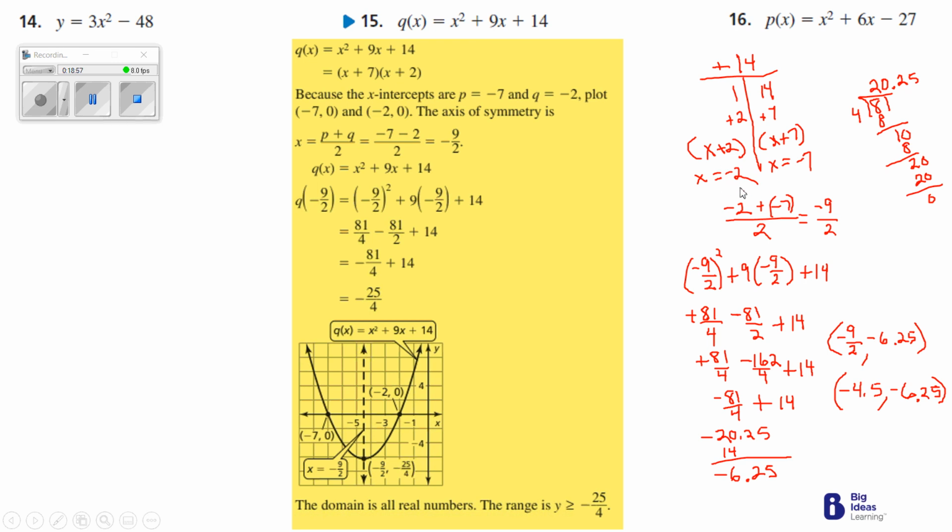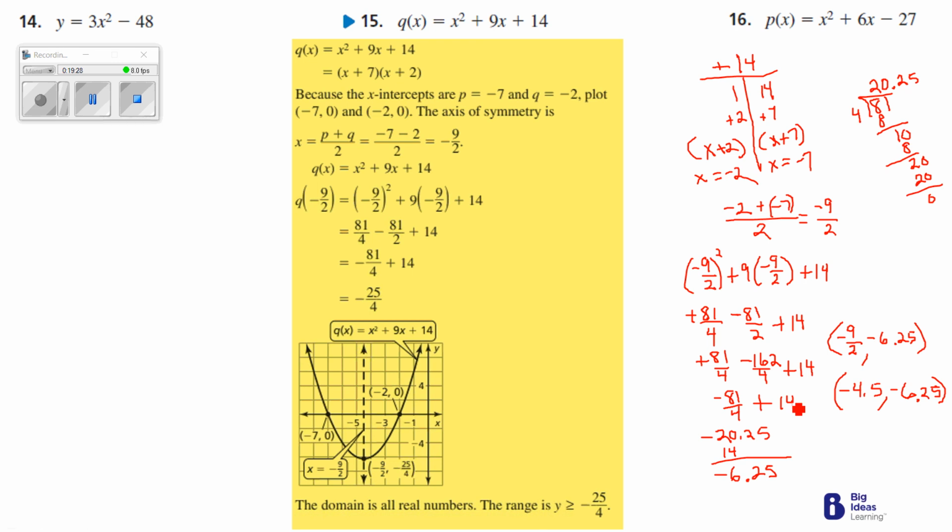Then that means the x-intercepts are negative 2 and negative 7. We combine them to make negative 9 over 2. That's what we did over here. We plug this in, and we got negative 25 over 4. I think that's where they took the 12 or the 14. I'm just going to work that out so you can see where they got that from.